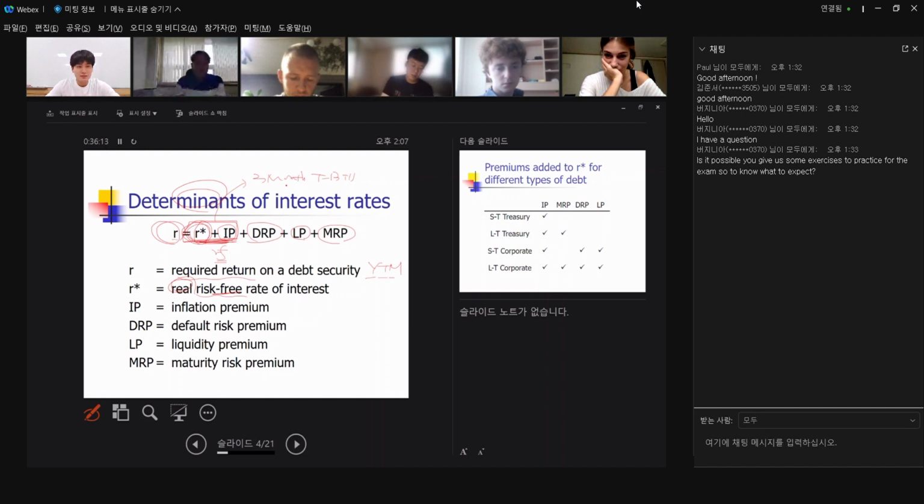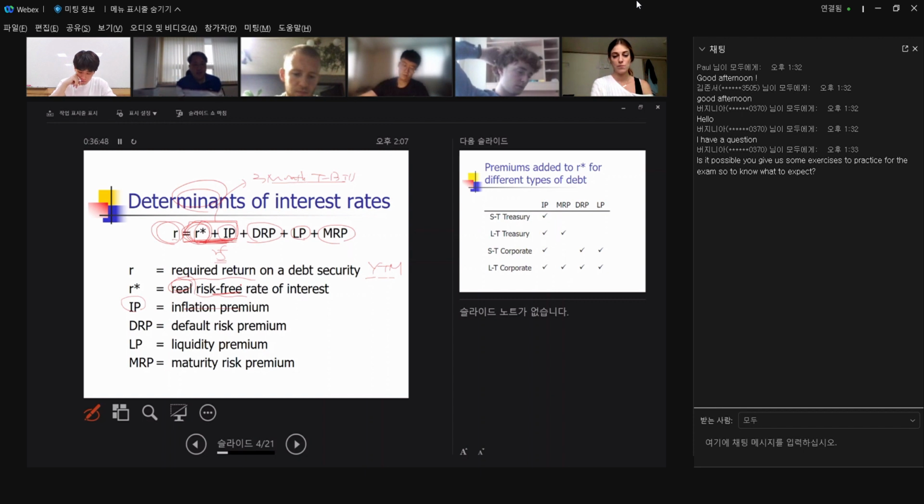Still, the 3-month treasury bill is used as a risk-free rate. Okay, so this risk-free rate can be determined by the economic situation, the macroeconomic situation. All right. And IP is the inflation premium, as we talked about, right? If you take a look at page number 240, inflation premium is equal to the average expected rate of inflation over the life of the security.